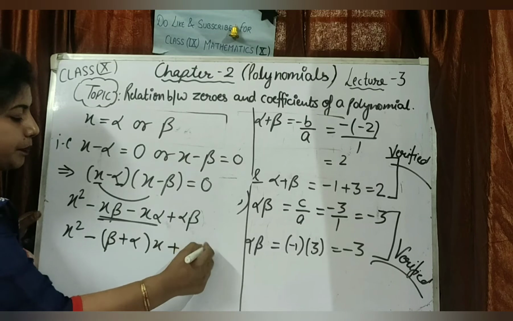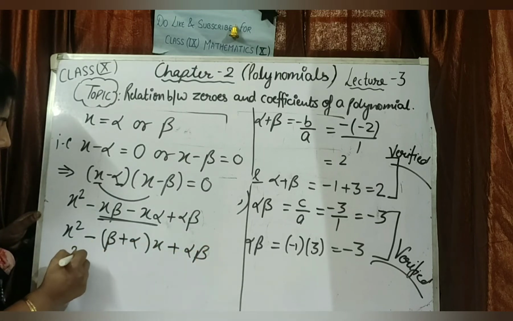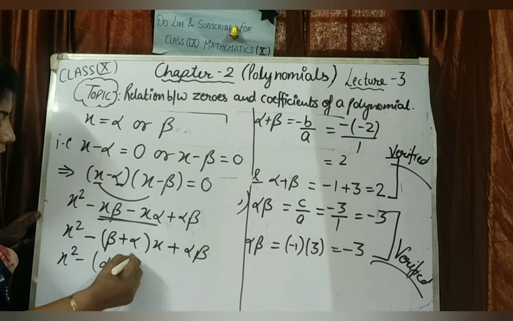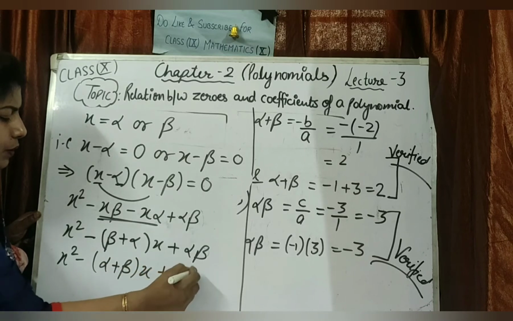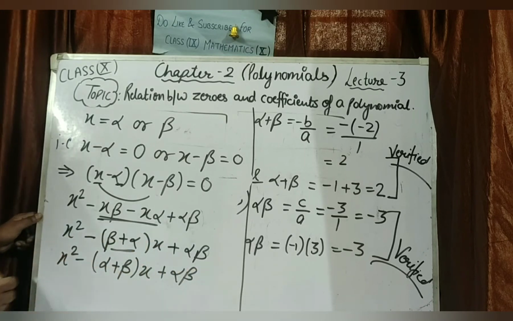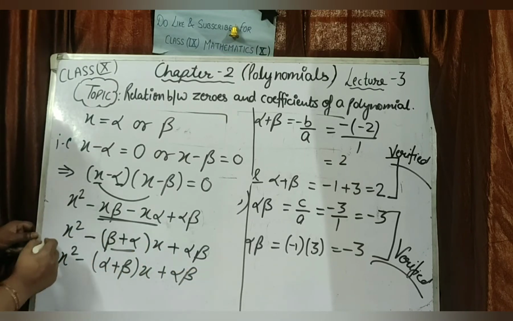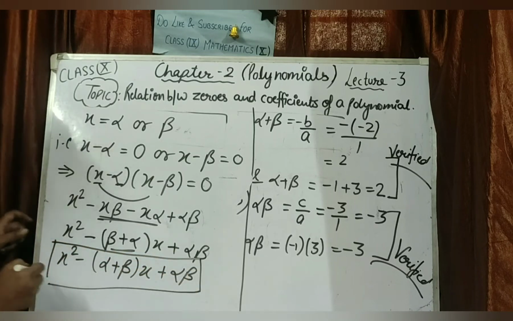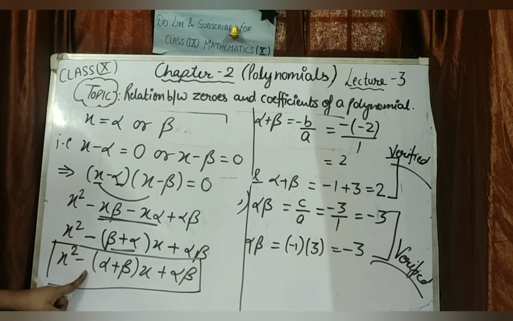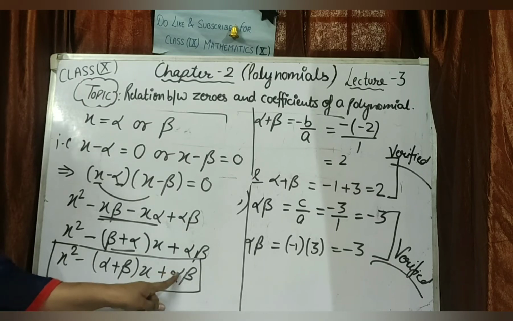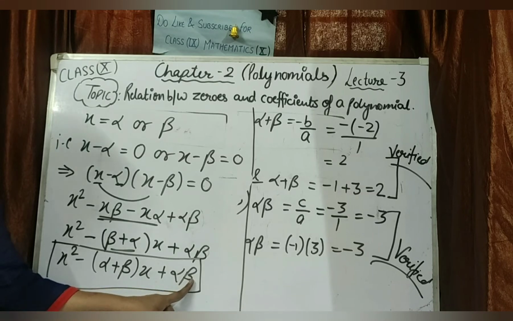Plus alpha beta. Or can I replace this by alpha plus beta? Because we know in addition the commutative property holds. So finally what we will get is x square minus (alpha plus beta) x plus alpha beta. Alpha plus beta means the sum of the zeros into x, plus alpha into beta, that is the product of zeros.